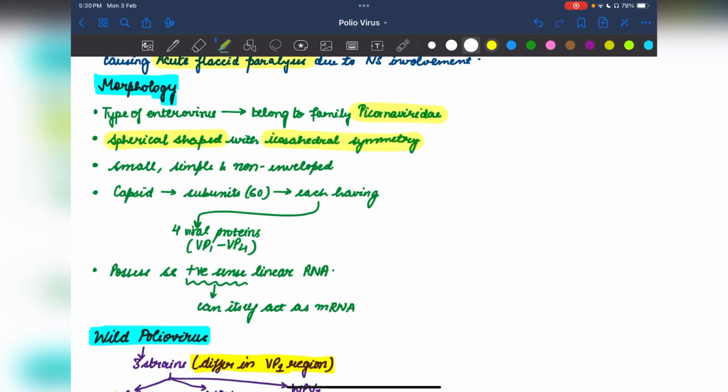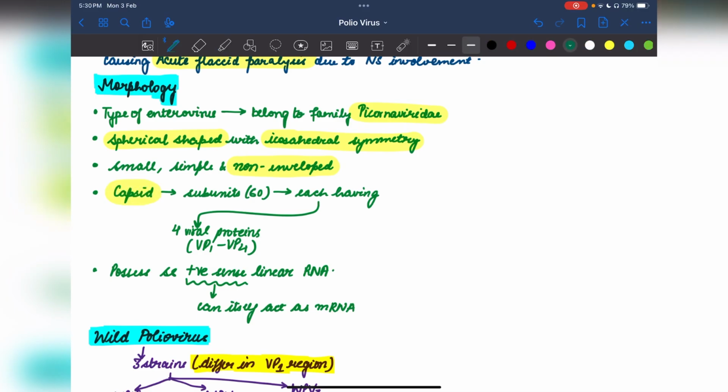See, there are very few RNA viruses which are icosahedral in symmetry. You will find some with helical symmetry, some with other symmetry, but this is one of the viruses which shows symmetry like DNA viruses, known as icosahedral symmetry. It's small, simple, and non-enveloped. This is one of the important points, that it is non-enveloped. It just has a capsid, and that capsid has subunits upon it.